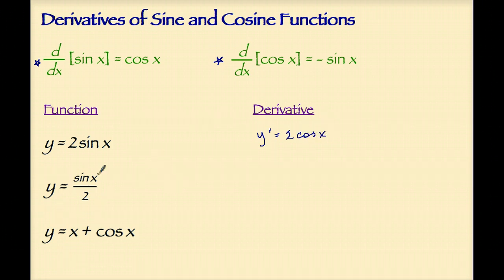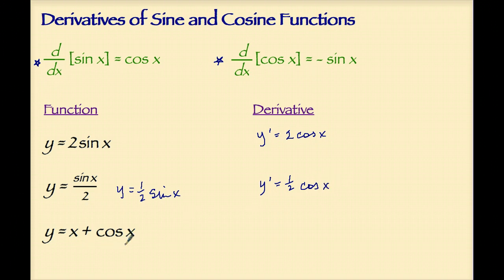I think we should rewrite this function first as y equals 1 half sine x, and then take the derivative. Y prime will be 1 half times the derivative of sine, which is cosine x.